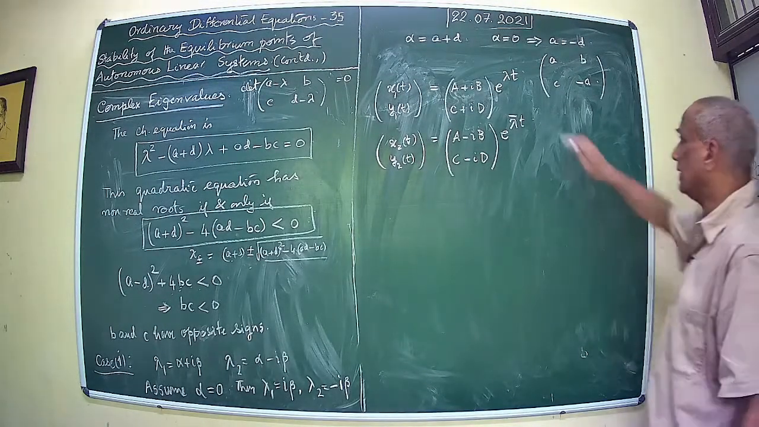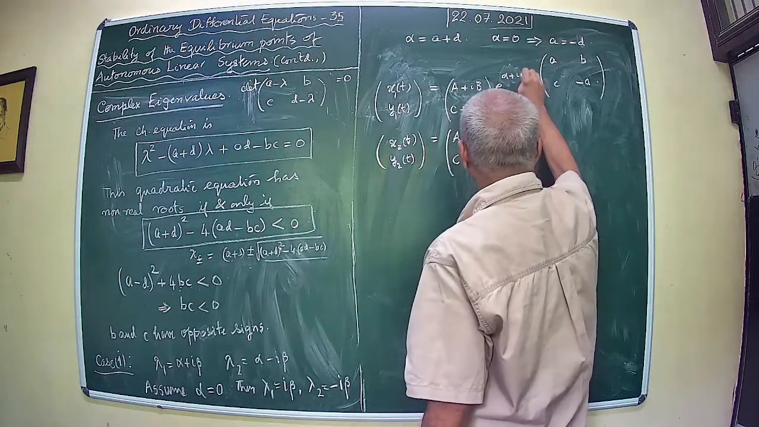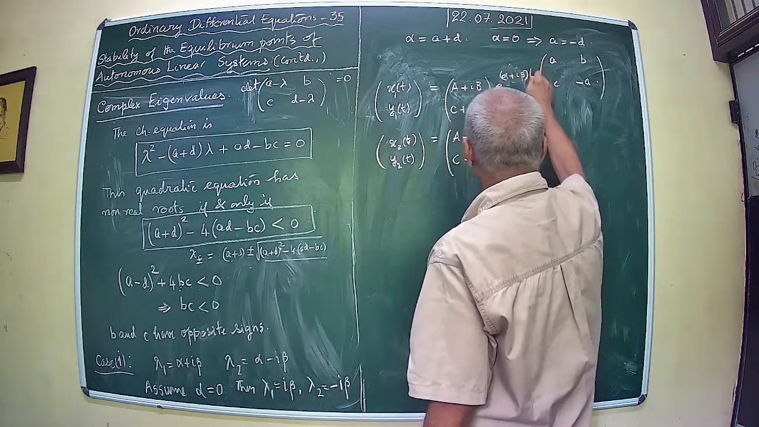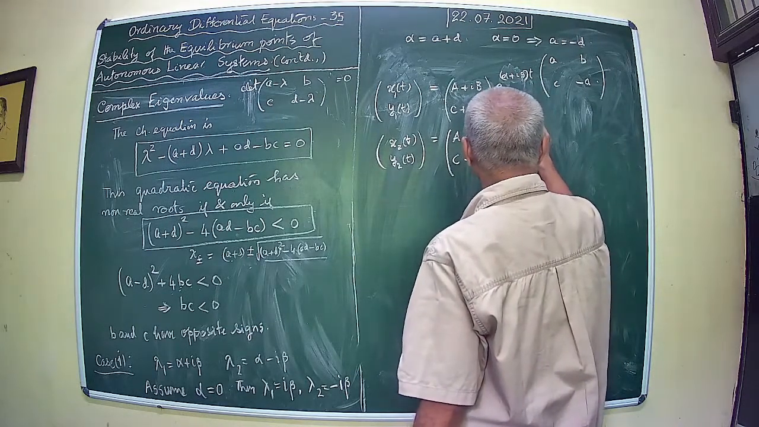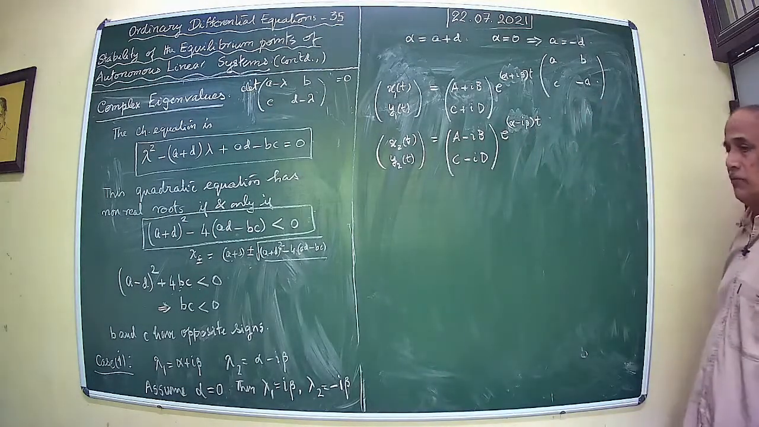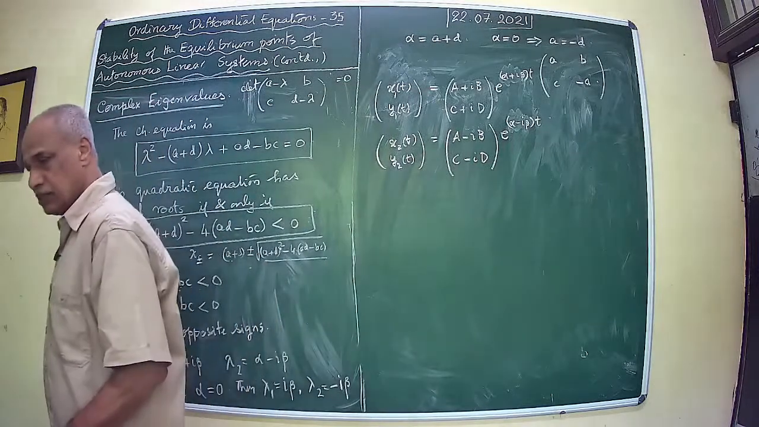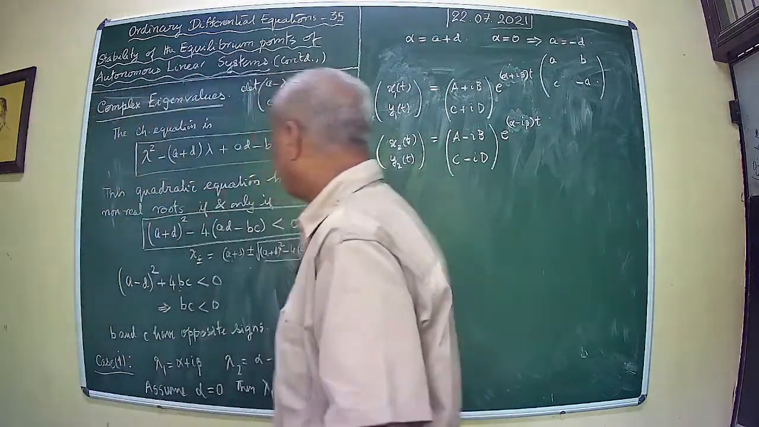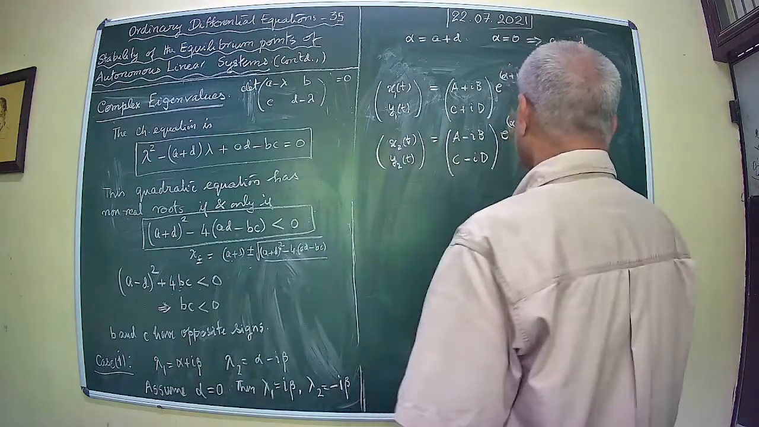So if I write this as alpha plus i beta, then this is going to be alpha minus i beta. These are the solutions. Now from which you can write down two real solutions, and they take the form, what will be that? Let us work out this.